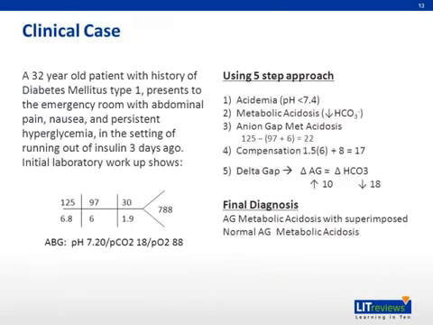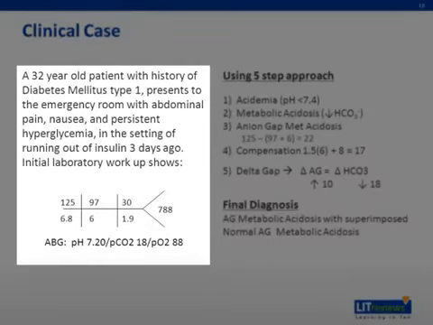Finally, this case will summarize what we just learned. A 32-year-old patient with a history of diabetes mellitus type 1 presents to the emergency department complaining of abdominal pain, nausea, and persistent hyperglycemia in the setting of running out of insulin 3 days ago. Initial laboratory workup is shown here.